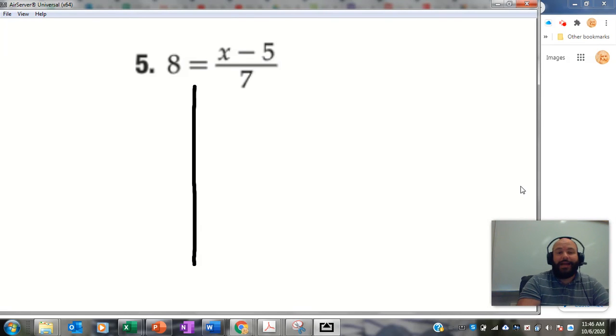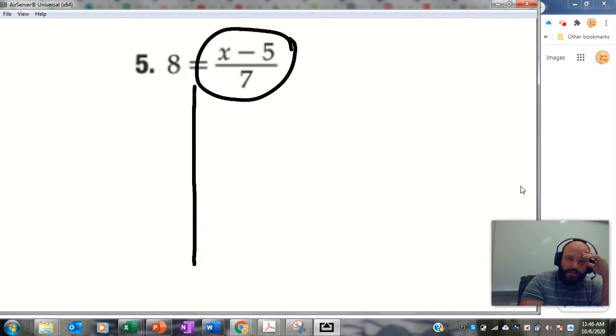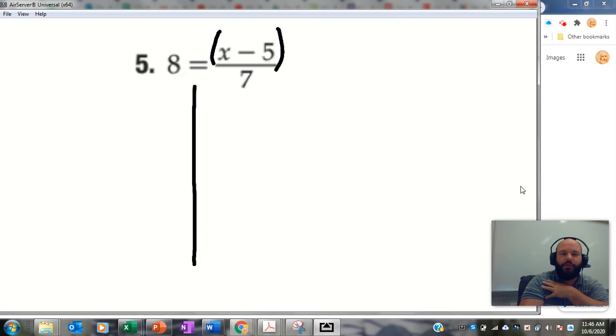That's what we've done in the last 4 problems, right? But in this one, you would not, and here's why. Anytime you have an expression written like this, where it's written in a fraction form, there's a set of parentheses around the numerator and the denominator. Even though they're not written there, they're there. So what that says is it forces us to work outside the parentheses first and get rid of the 7.